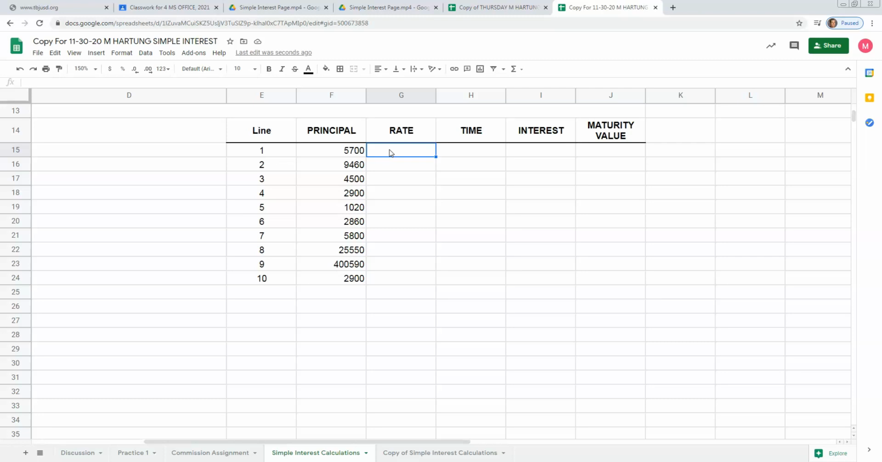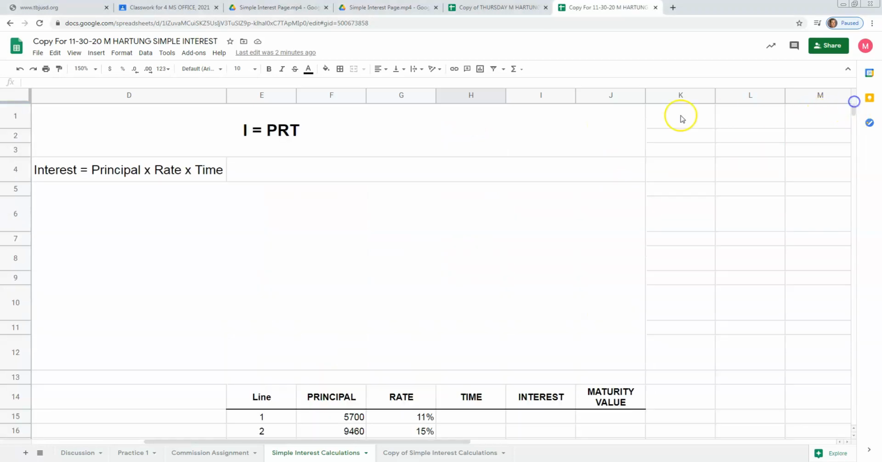Be sure when you enter the rate you include the percent sign or use the decimal equivalent. Now we have to pay careful attention when it comes to entering time. The reason is because in the formula interest equals principal times rate times time, time must be in years. So sometimes it's necessary to convert the time for the loan into years.